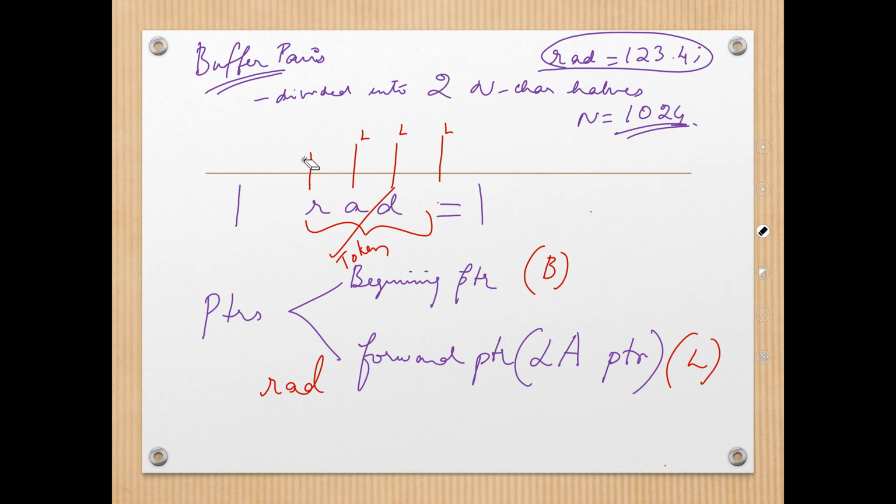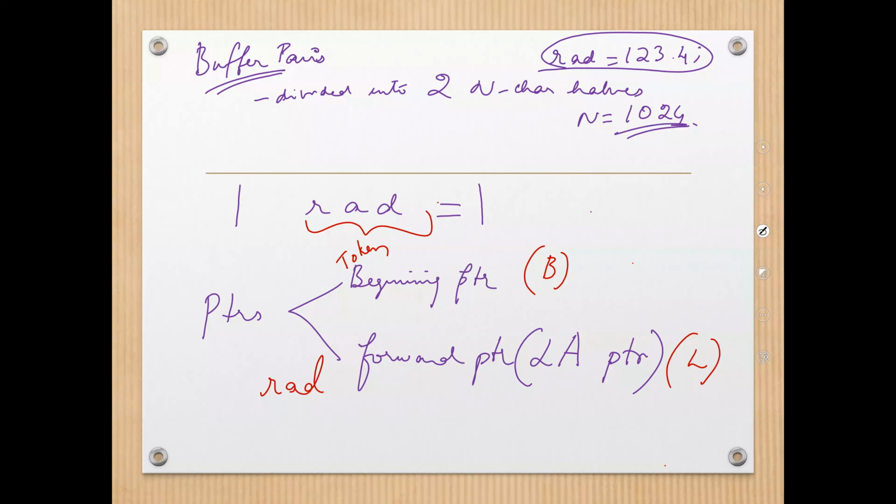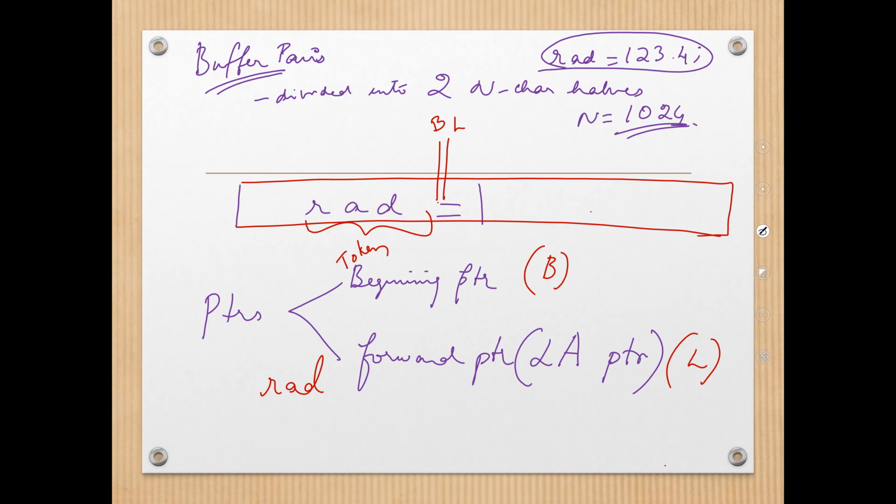I'm done with my first token, I need to go to my second token. So now beginning moves, L moves, and both are now at the equal to. Mind you, the earlier buffer content got deleted. Beginning doesn't move, only L moves. Look here, the first half is finished, which means you have to load stuff into your second half.